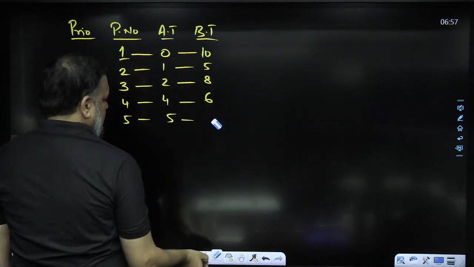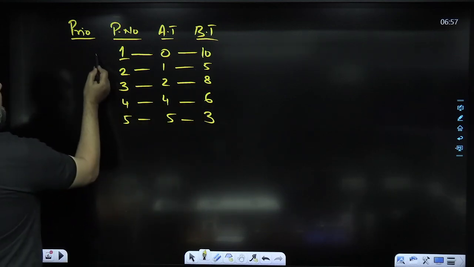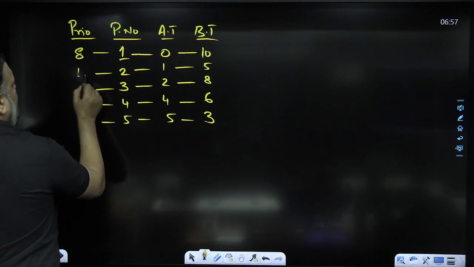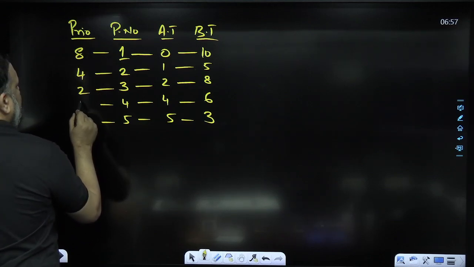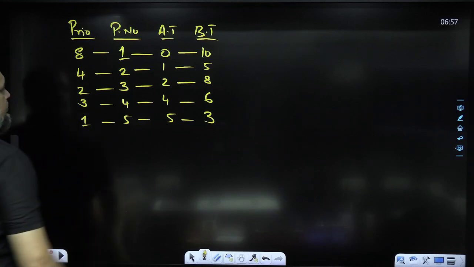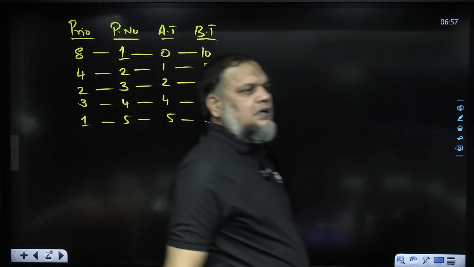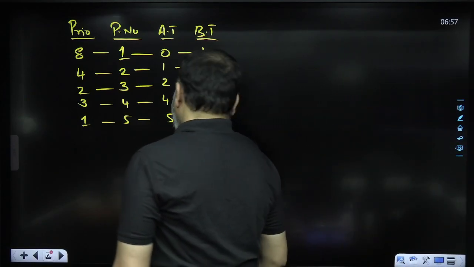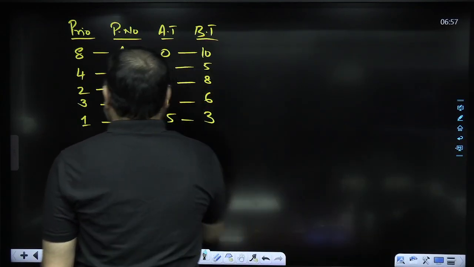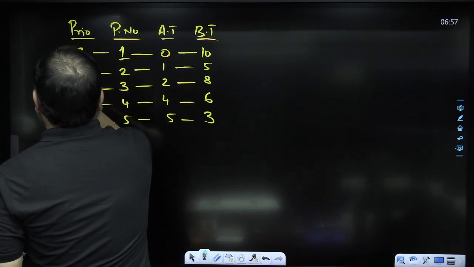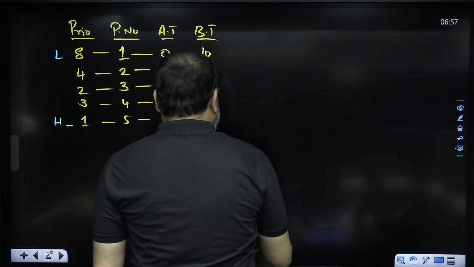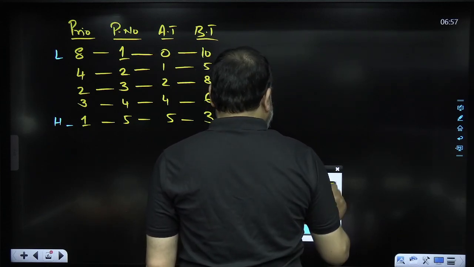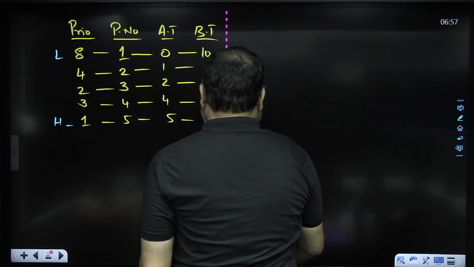All right, and then we'll take some priorities here. Let's say this priority is 8, this priority is 4, this priority is 2, this priority is 3, and this priority is 1. And we follow the same convention that lower number is higher priority, higher number is lower priority. So following that convention, there is a highest priority and a lowest priority. So when I prepare the Gantt chart using the non-preemptive approach and the preemptive approach, how does it look? Let's see here. I'll prepare the Gantt chart for both.